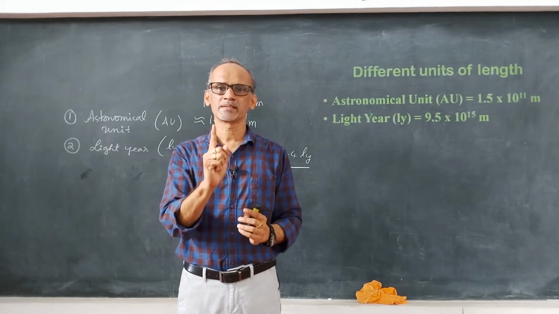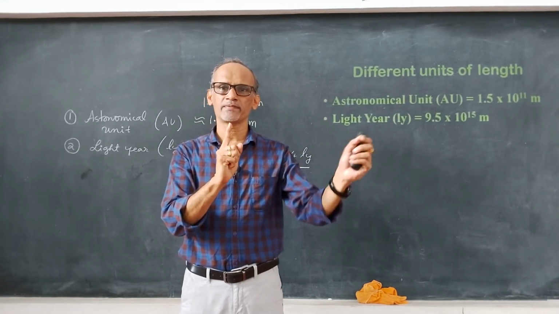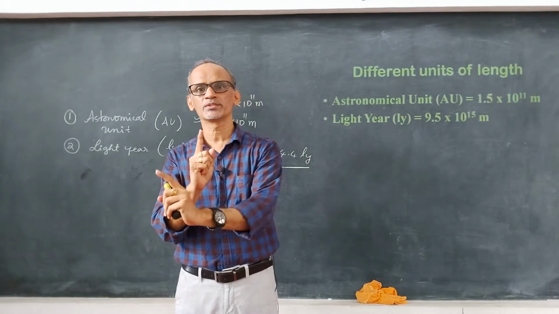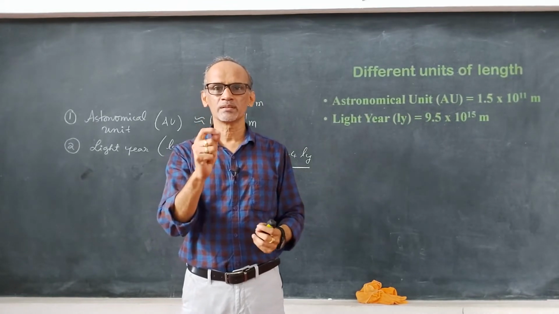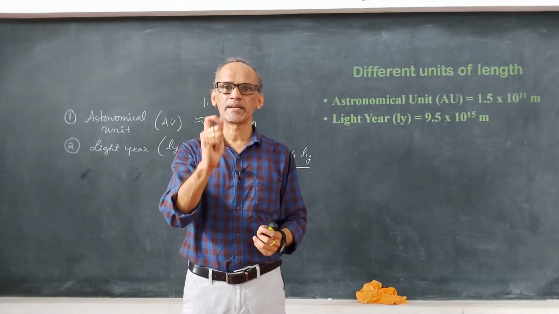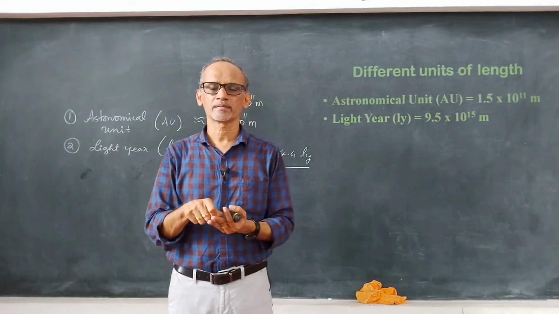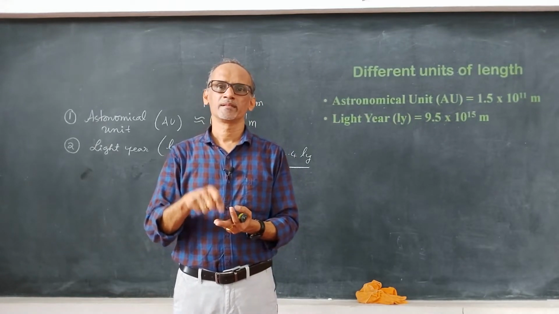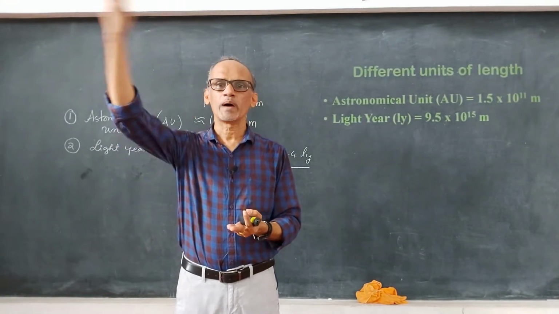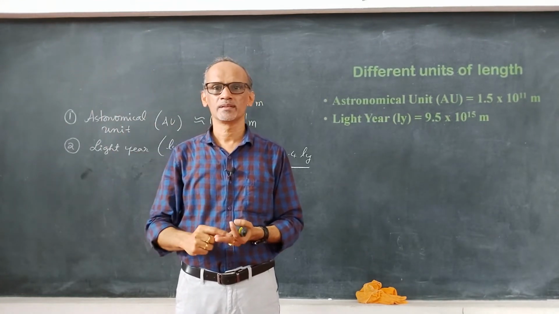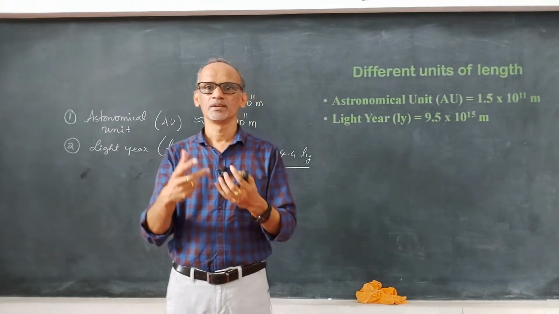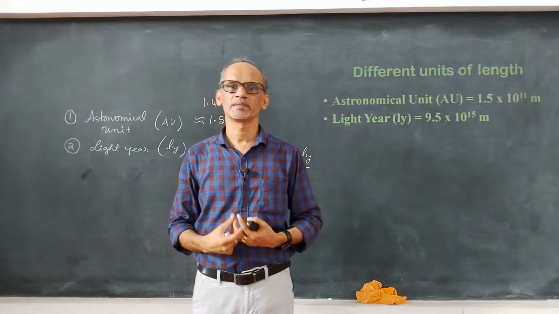1 light year means that light emitted from a star takes 1 year to reach the earth. Imagine it is 1 light year away and it starts emitting the light at this moment, then it takes 1 more year to reach the earth. So, that is how the distance is measured.